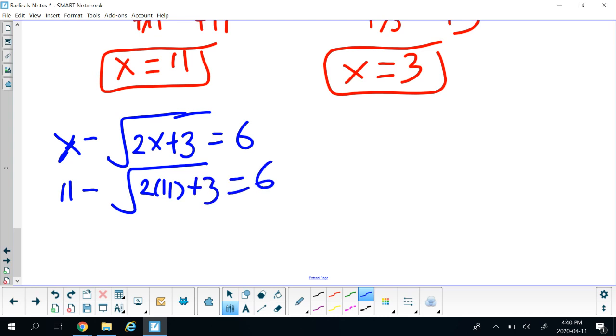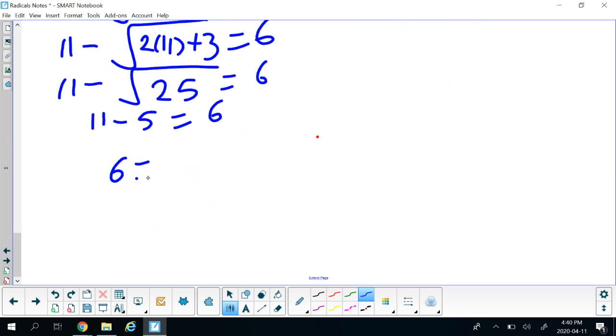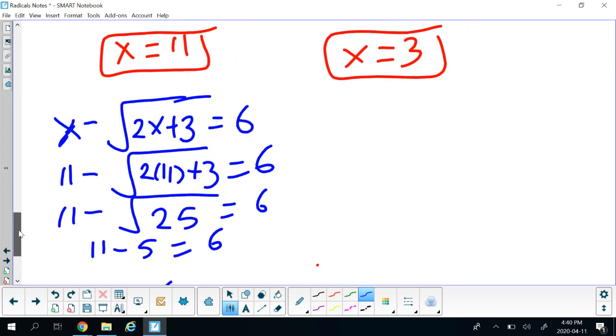Okay, let's simplify our left side. So 2 times 11 is 22. 22 plus 3 is 25. And square root of 25 is 5. 11 take away 5 is 6. So 6 equal to 6. So hence verified. So x equal to 11 is a solution.